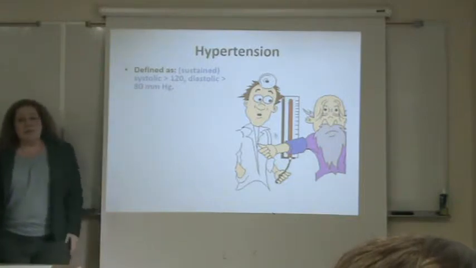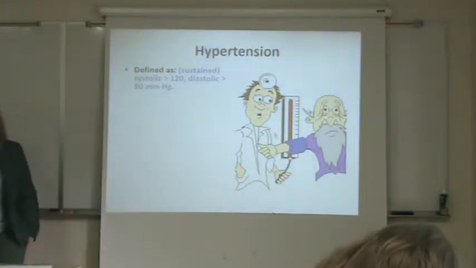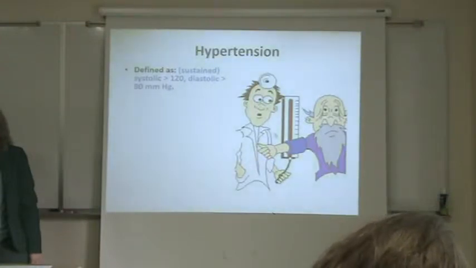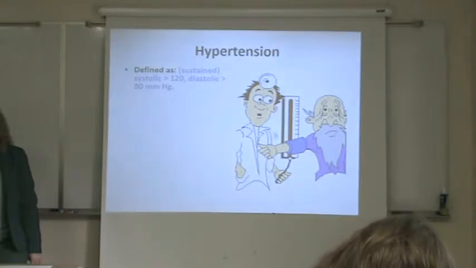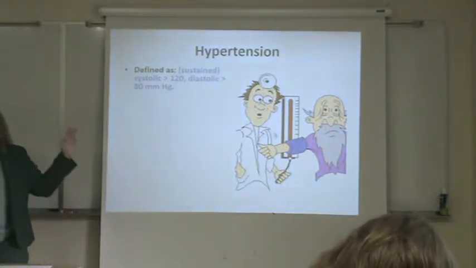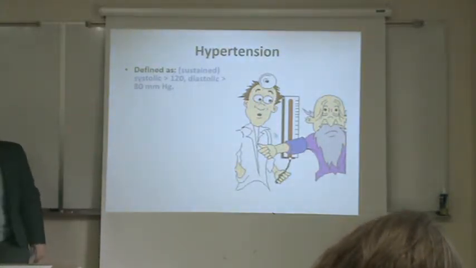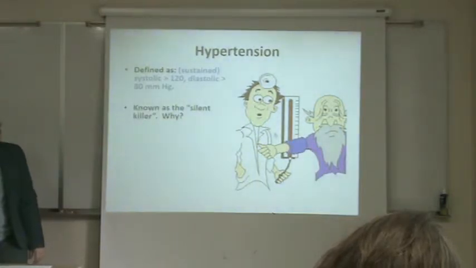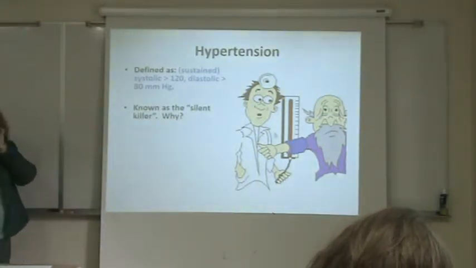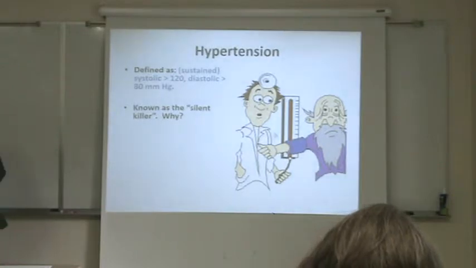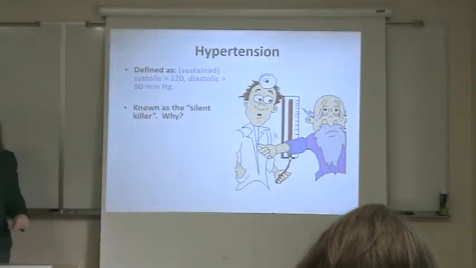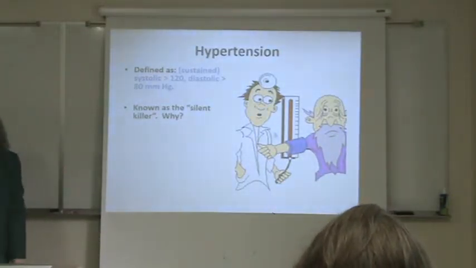But say if you have a patient and their diastolic is 110, that's a problem. If their systolic is up at 150, that's a problem. And so the higher it is, the more dire that situation. Hypertension doesn't cause you an immediate problem. We say it's a silent killer.